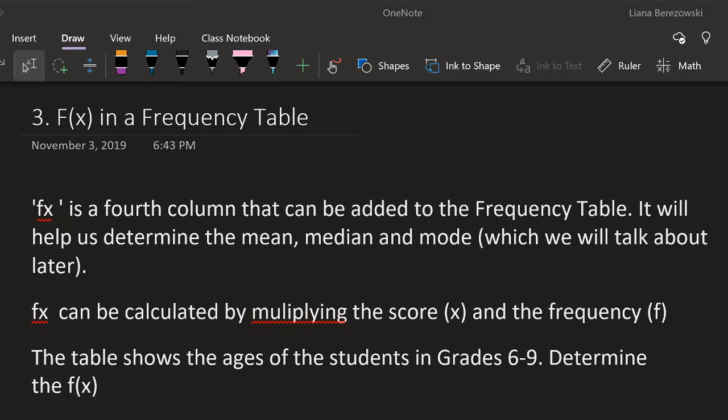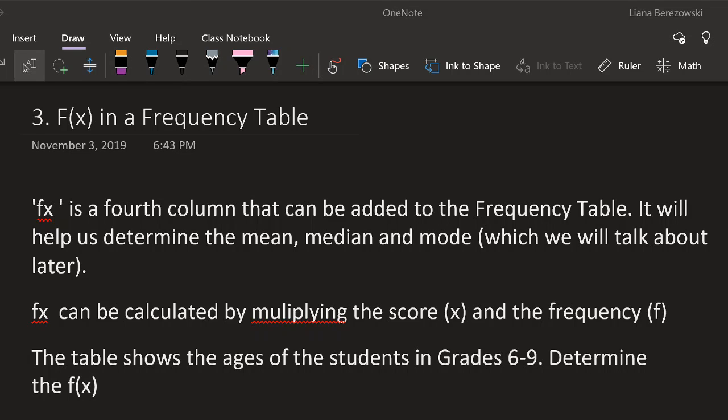So the next thing that we need to talk about, and the last thing that you need to know to finish your assignment, is this thing that we're calling f of x. So it's another part to our frequency tables that we've been dealing with. It's essentially just a fourth column that we're going to add, and it's going to help us determine some things about statistics, some things about data that we're going to be talking about later in the unit. So it doesn't really make much sense why we're doing it now. We're just sort of understanding how to do it, and then we'll figure out the why later on in this unit.